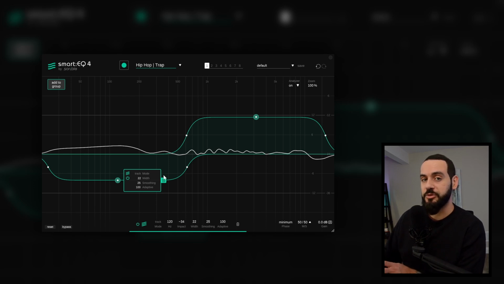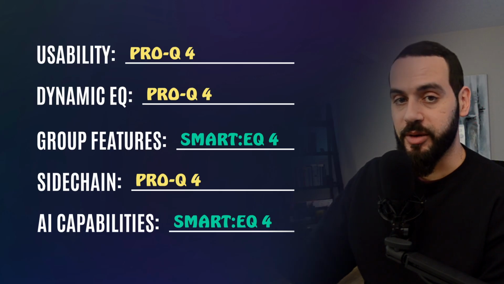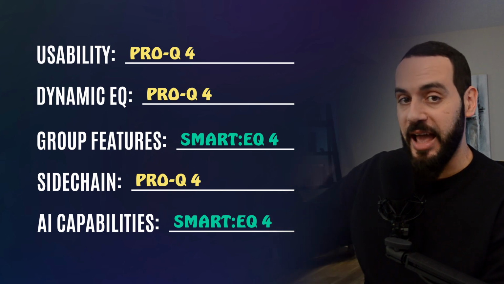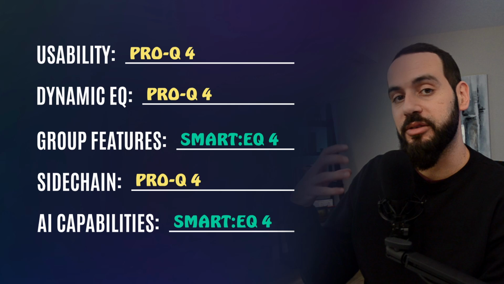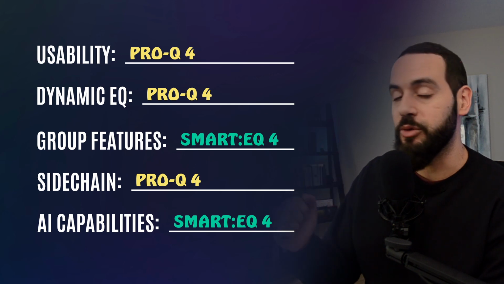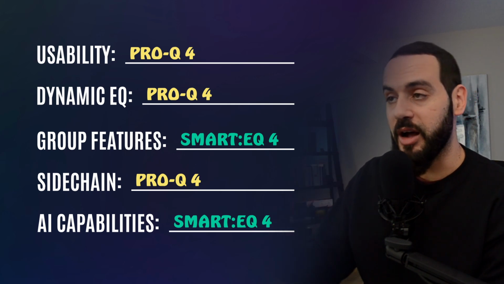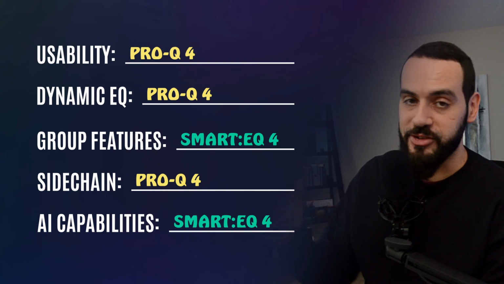you're allowing the system to make the changes dynamically to your signal. So if you're looking for an EQ that has AI capabilities, Smart EQ4 is the clear winner here because it gives you the ability to analyze the signal that's coming through that channel and specify what kind of track it is. So if it's a trap beat or a regular hip hop beat or rock, it dynamically makes changes to your track. So if you're just learning how to mix and master your tracks, I recommend Smart EQ4.